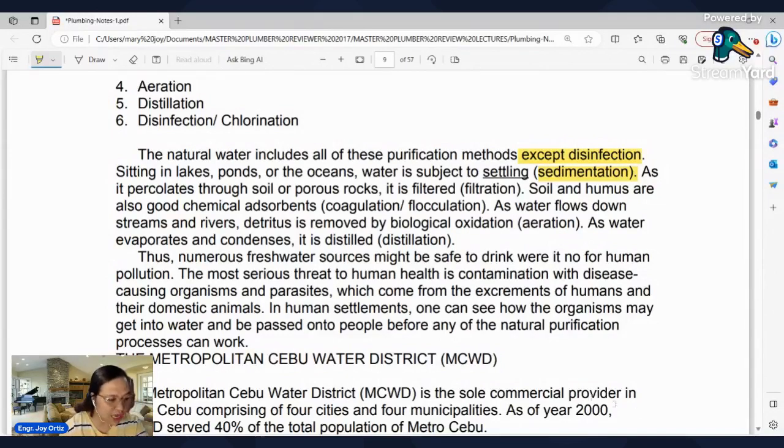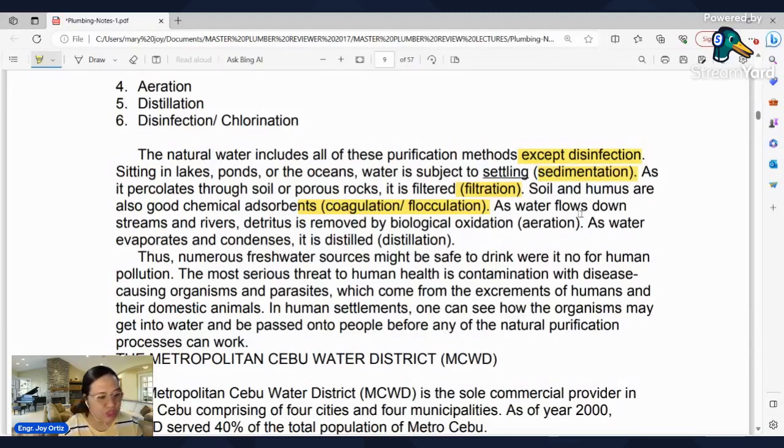As it percolates through soil or porous rocks, it is filtered. Kaya, di ba, sa mga filtration, gumagamit tayo ng mga rocks, marbles, tapos soil to filter the water. Soil and humus are good chemical adsorbents. So, this is the reason why, dahil dumaan sa soil and the humus, which are good chemical adsorbents, ang tawag doon coagulation or flocculation. Doon na nafi-filter, coagulate.